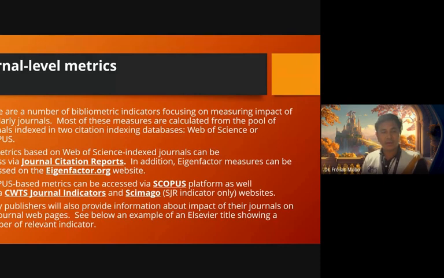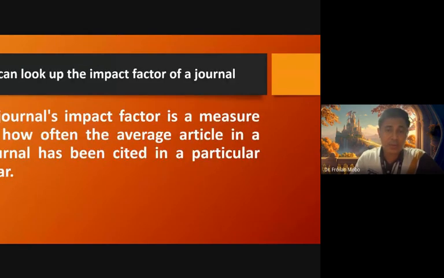Okay, all metrics based on this platform can be accessed via their reports. Scopus has its own platform that can measure. Many publishers will also provide information about impact and how they are related. So you can look up the impact factor of a journal. A journal's impact factor is a measure of how often the average article in a journal has been cited in a particular year. Especially if you have a research profile, whether on Google Scholar or ResearchGate, definitely you will be able to see the visibility of those authors who have cited you.